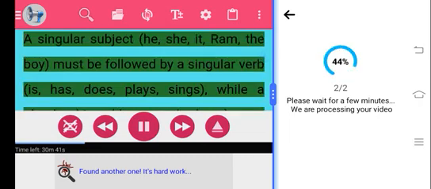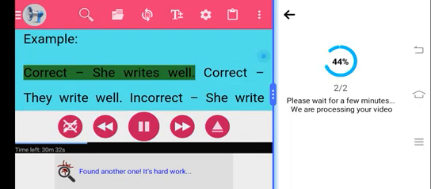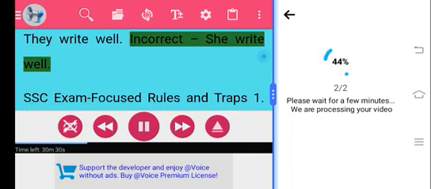A singular subject, he, she, it, Ram, the boy, must be followed by a singular verb: is, has, does, plays, sings. A plural subject, they, we, the boys, must be followed by a plural verb: are, have, do, play, sing. Example. Correct: she writes well. Correct: they write well. Incorrect: she write well.